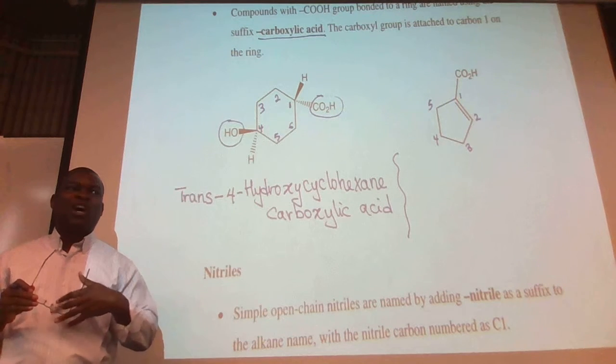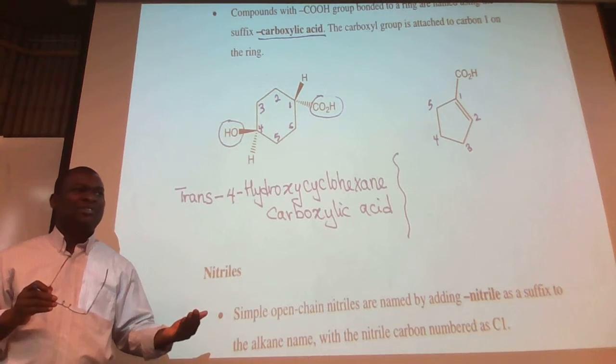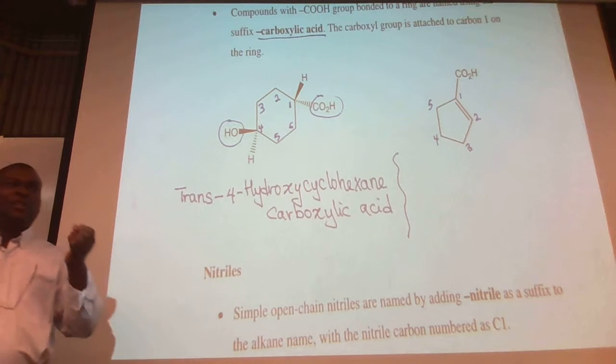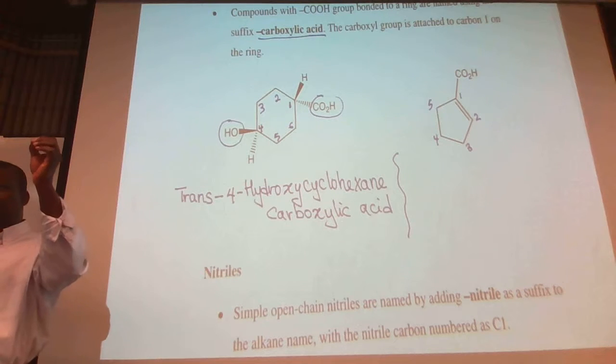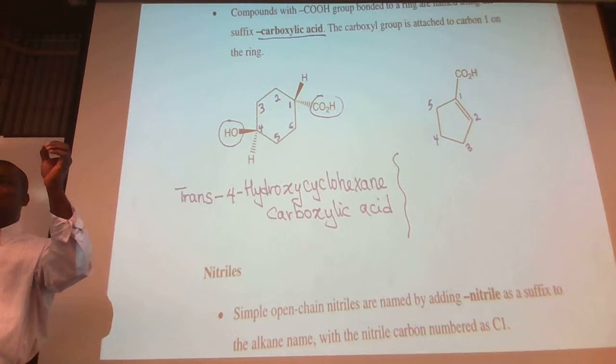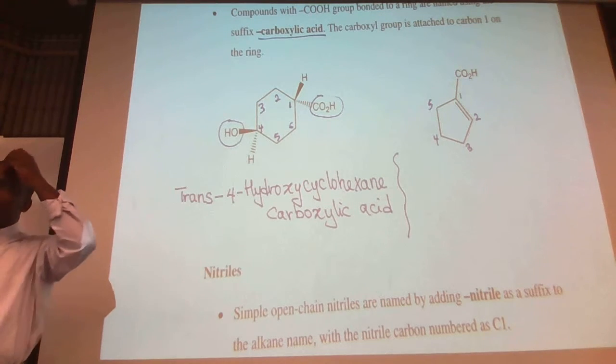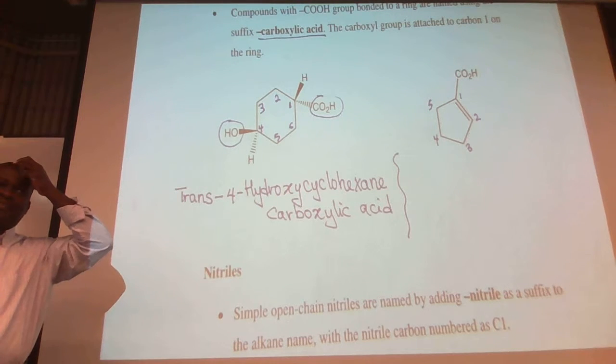If it was on a different position, you still have to start with the carboxylic acid as your carbon number 1. Then you indicate the position of the double bond in relation to that. Make sense? All right.